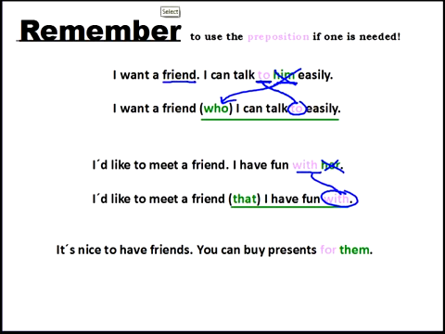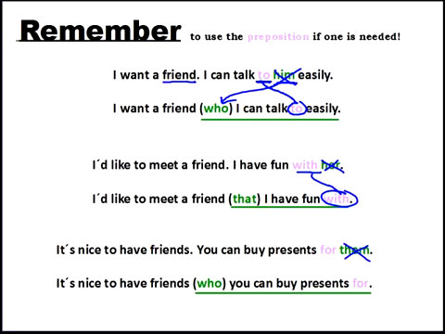Here is our last example. It's nice to have friends. You can buy presents for them. Again, I'm going to take away this as the object, and I'm going to read it like this. It's nice to have friends who you can buy presents for. Again, this for needs to be used again. Okay? Now, it might sound a little bit weird, but this is completely normal to do in English. Okay? If you don't use the preposition, it actually does sound incorrect.